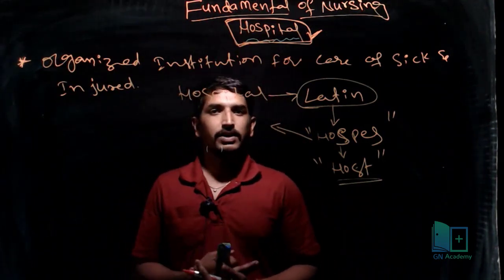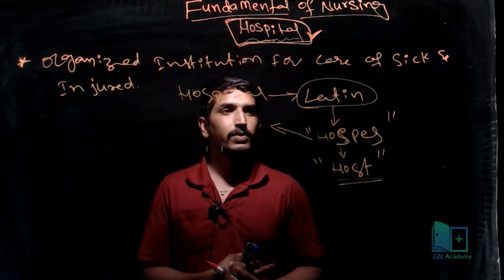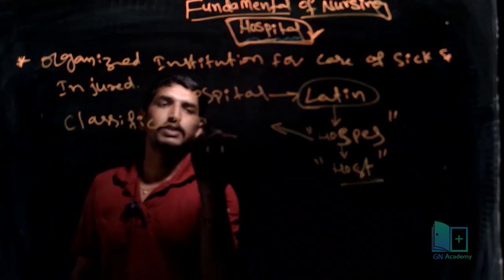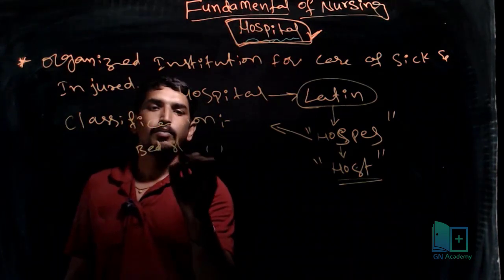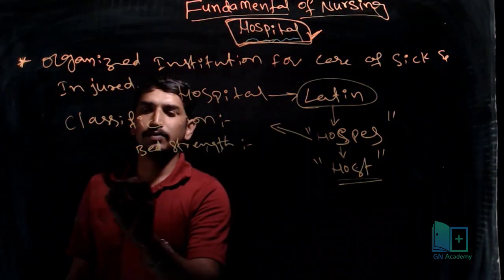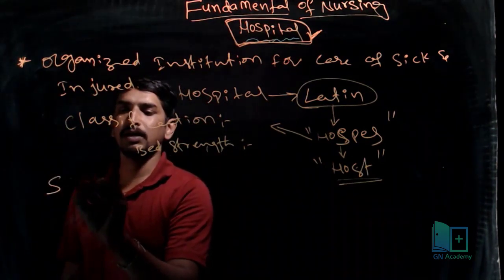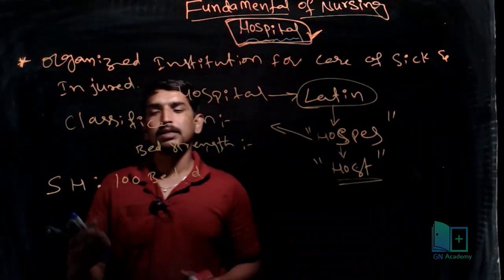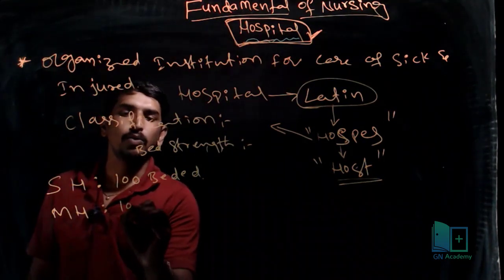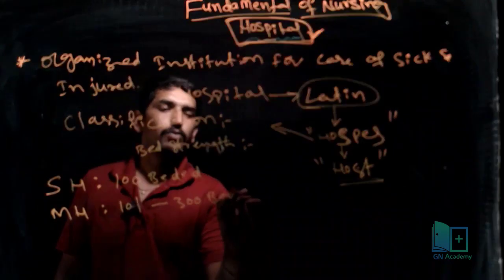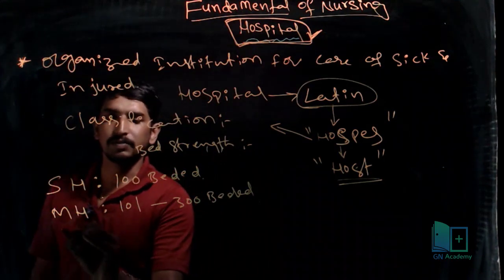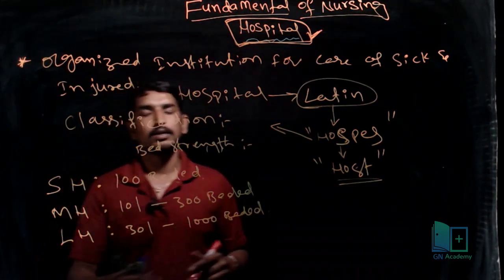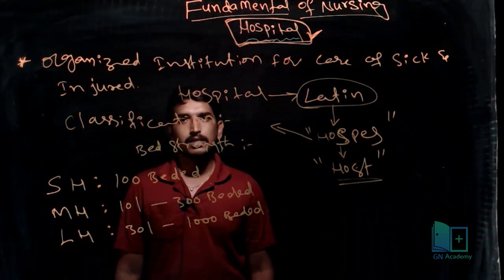Coming to the next, the classification of hospital. In the classification of hospital, they majorly ask the classification based on bed strength. There are different types of hospital. First, small sized hospitals: a bed capacity of 100 beds or fewer is called a small sized hospital. Medium sized hospitals have 101 to 300 bed capacity. A large sized hospital has 301 to 1000 bed capacity. So like this, there are three different types of hospitals based on bed capacity.